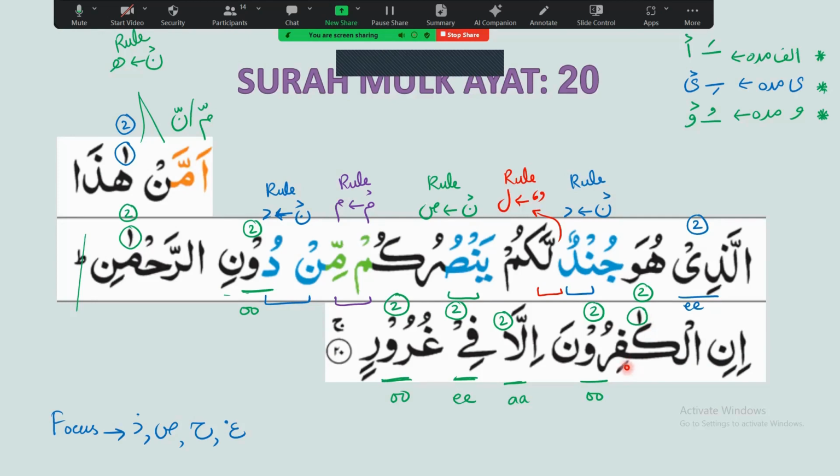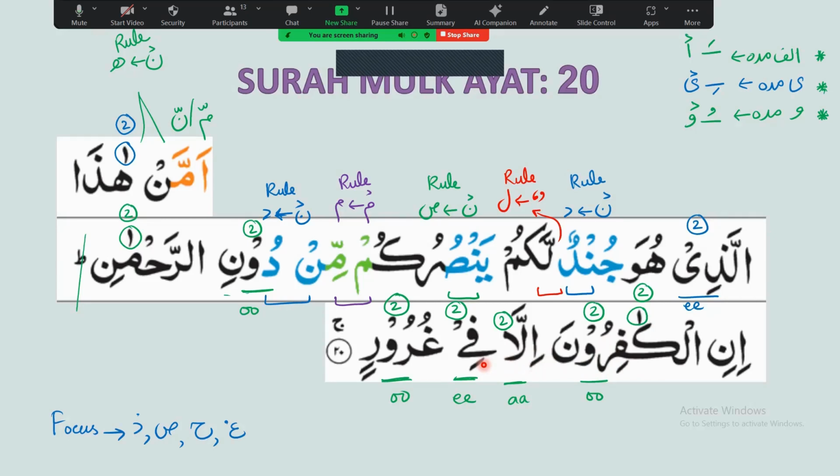Kafiruna. Runa. I'm keeping the ra letter heavy here because of dhamma on it. And I'm also stretching for two counts and saying runa. Ru because of waw madda here. Kafiruna illa. La sound for two counts again because of alif madda. Illa.